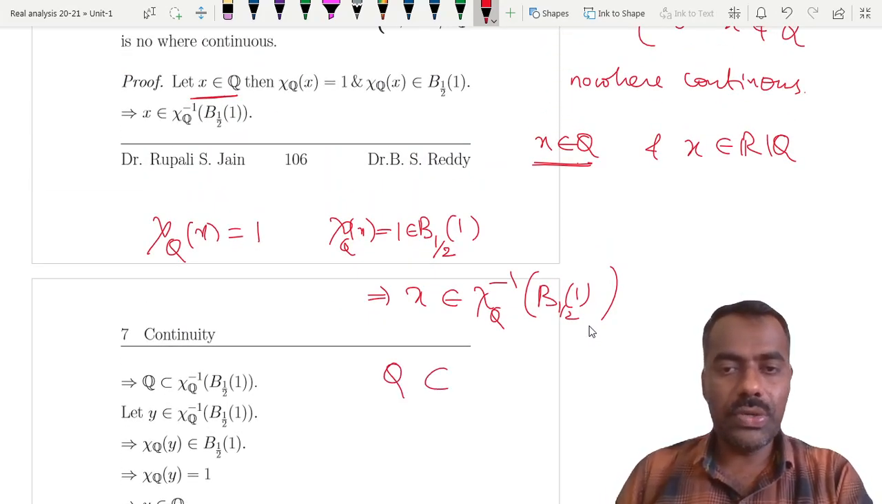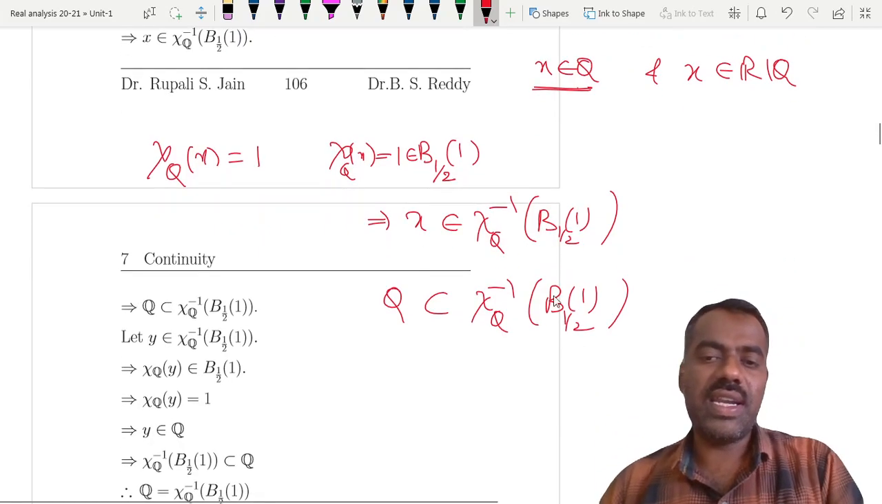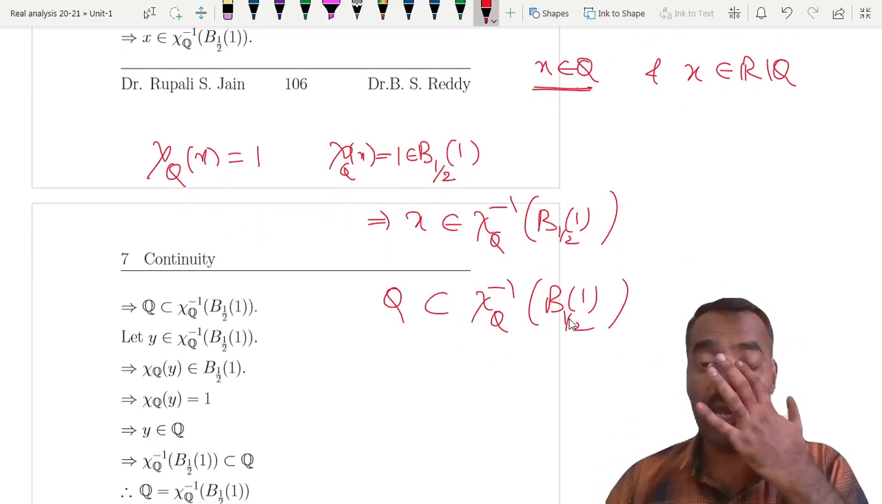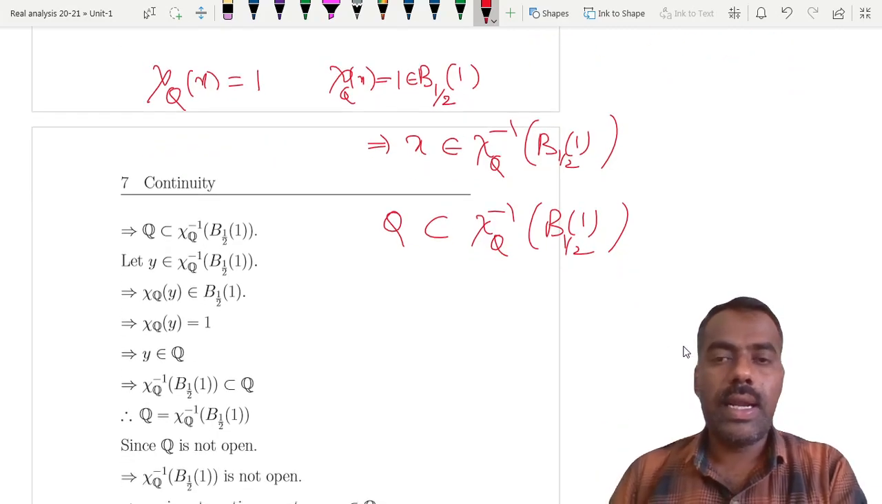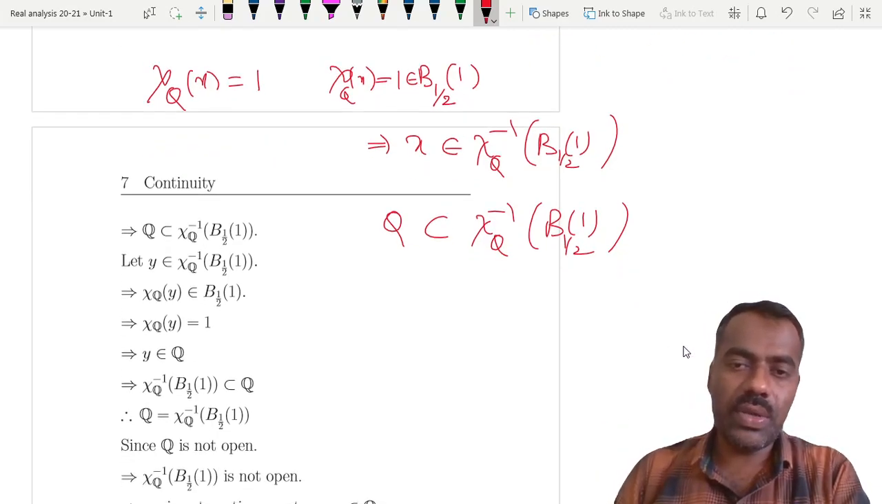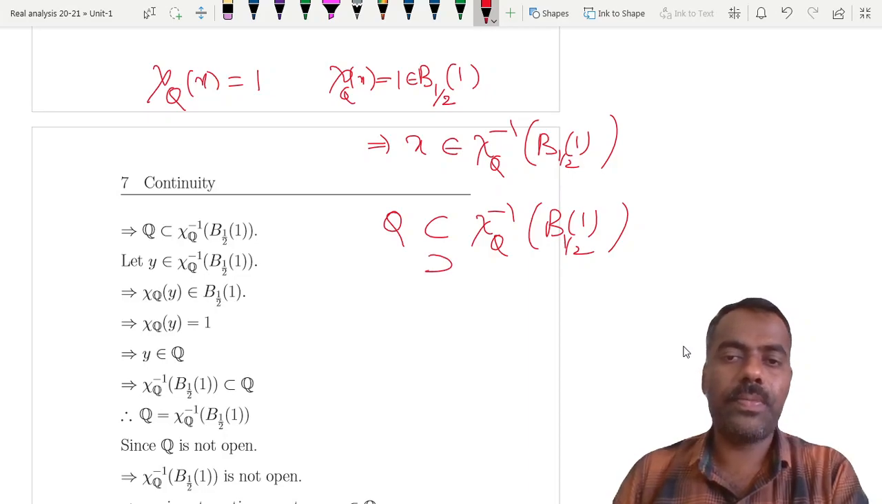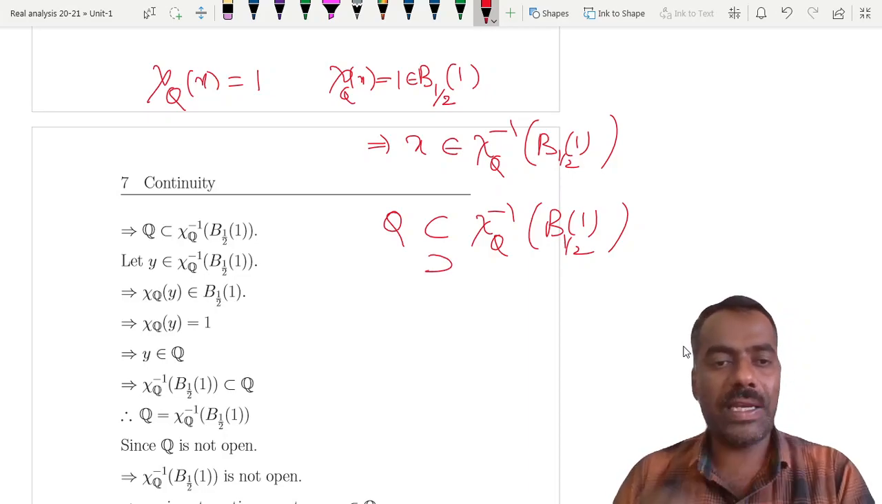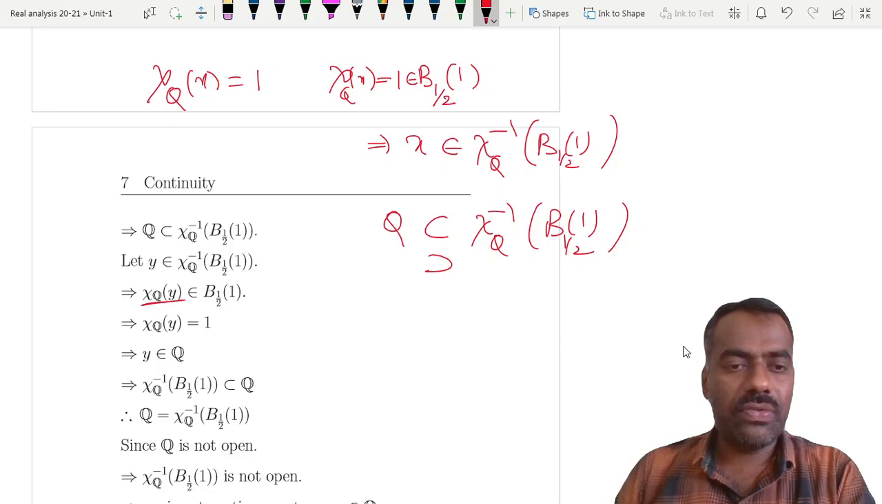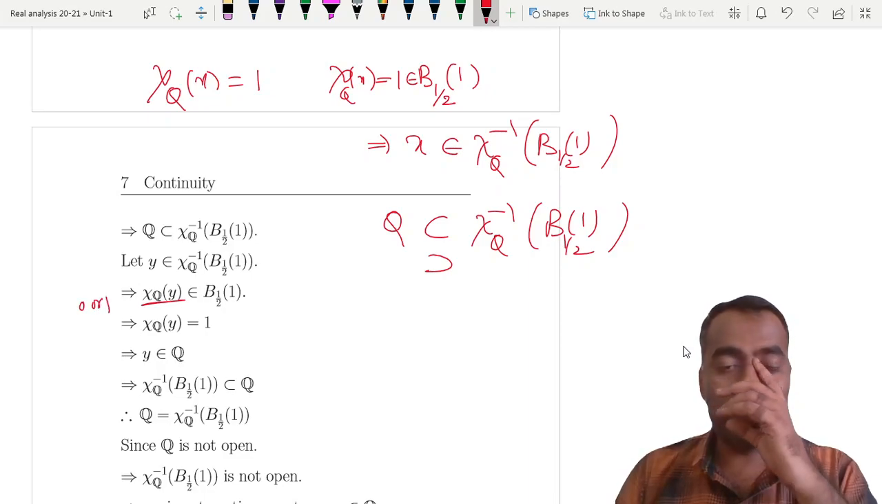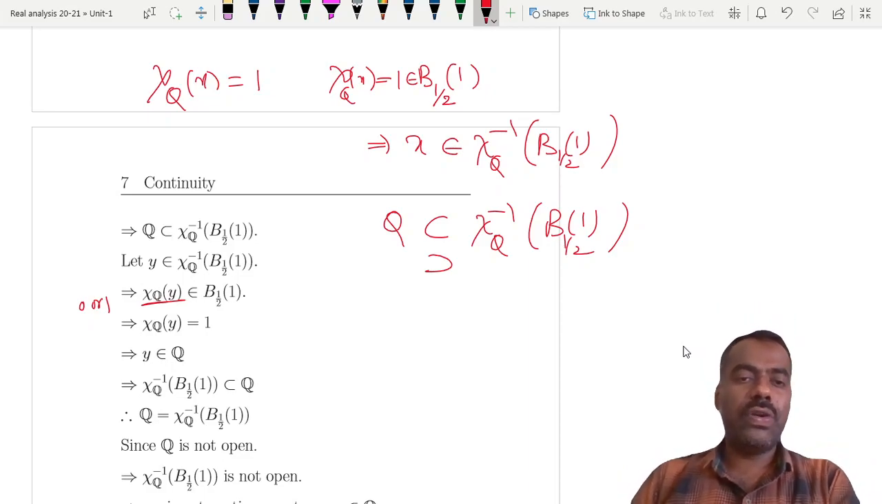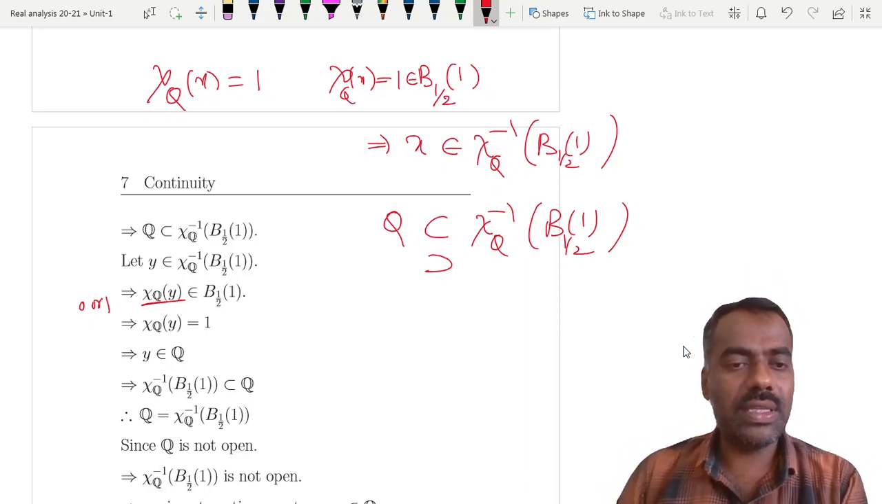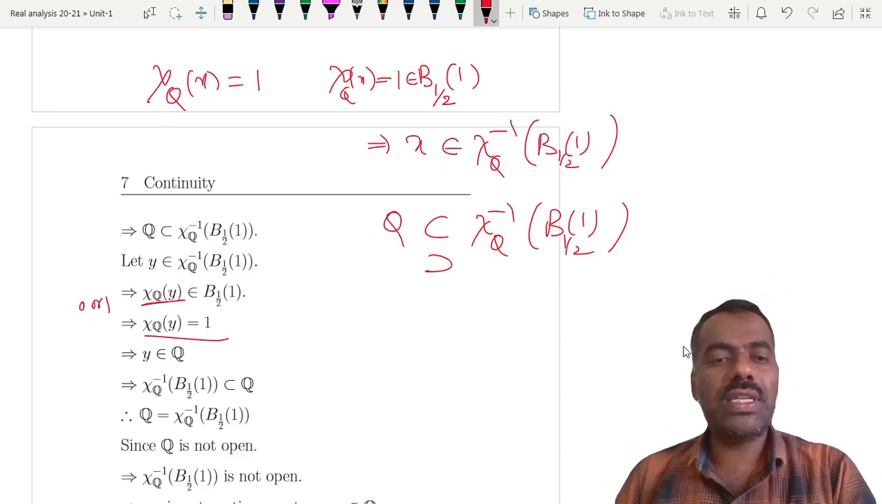That means Q is contained in chi q inverse of this. So entire Q is contained in, not a ball, sorry, chi q inverse of this is a set, right? Now what you can observe is that not only this, you can also show that every element here is also here. By taking y belongs to here, then chi q of y is here, but chi q of y either takes value 0 or 1. If it is 0, then it cannot be in this ball, because the distance between 0 and 1 is 1, which is not less than half. So this value has to be 1, which shows that y belongs to Q.